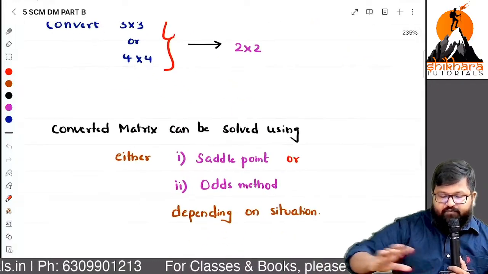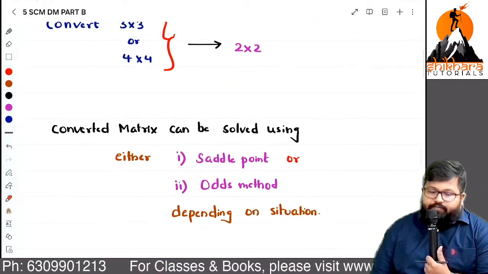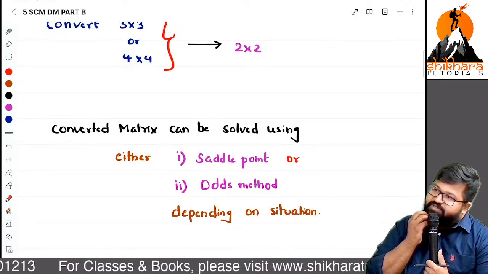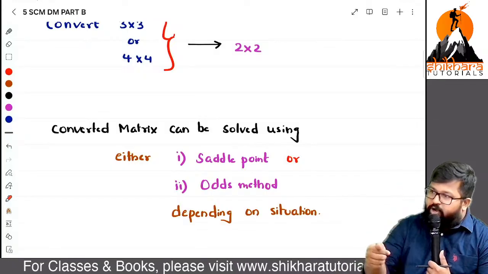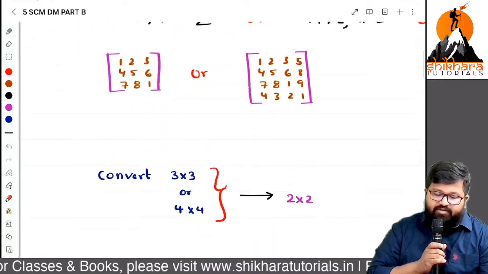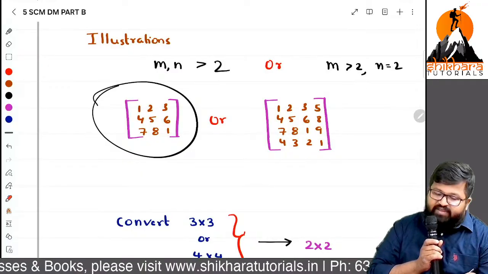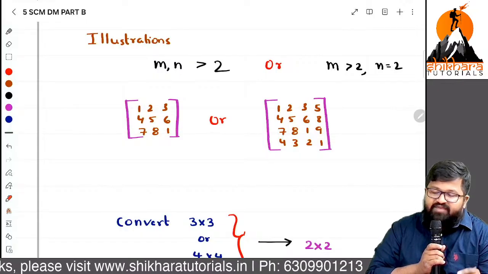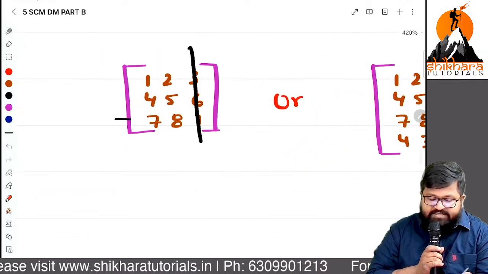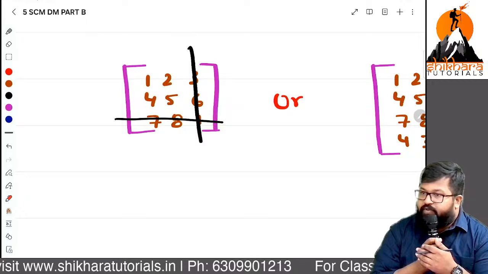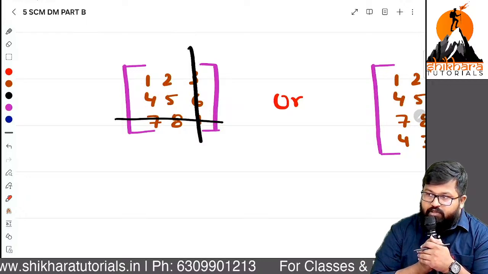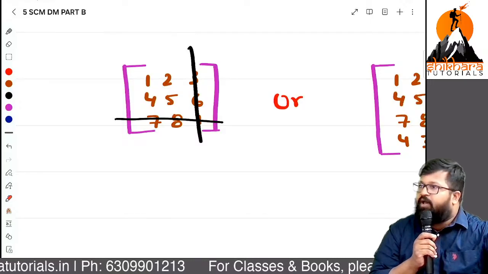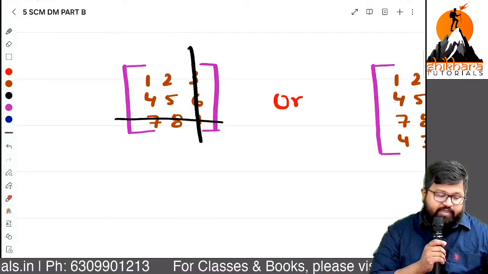Sir, first, what is the basic part? Convert the matrix. The converted matrix can be solved by using which methods? First, you apply saddle point. Sir, what is the order of the matrix here? 3 by 3. So somehow I managed and I brought it into 2 by 2. Then the first step I should do is basically go with the saddle point. What is saddle point? Minimax is equal to maximin. Sir, that is the point. Difference writing there, gone there.